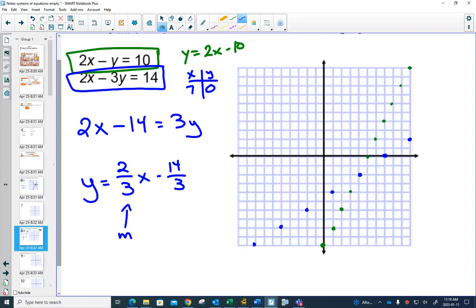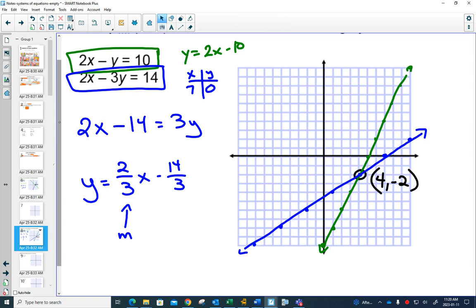Did we have a point where both of them hit? Right there, because that is on my green line, and it's on my blue line. What are the coordinates of that point if I count it? 4 to the right, 2 down, looks like 4, negative 2. Does that work? If I check it: 8 minus a negative 2, yes, is 10. 8 minus 3 times a negative 2 would be 8 plus 6. Yes, it's 14. It works.